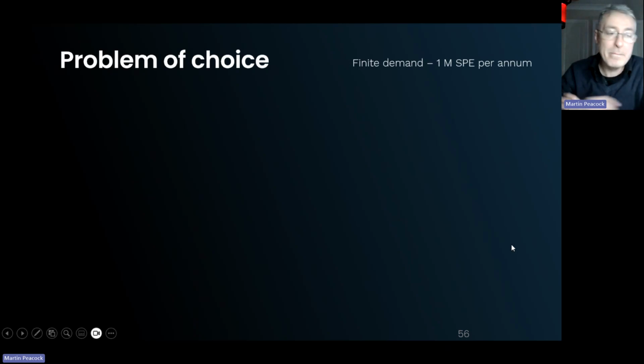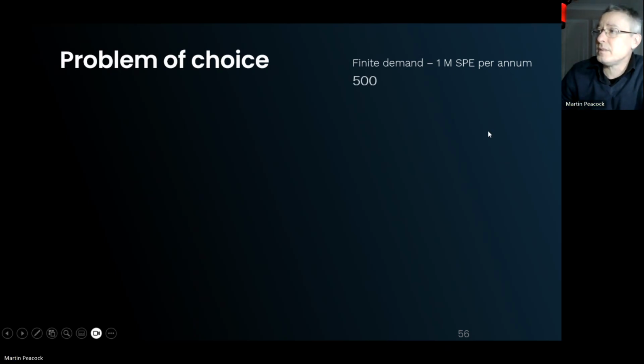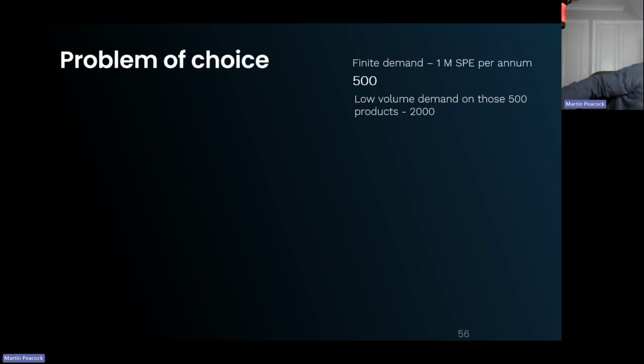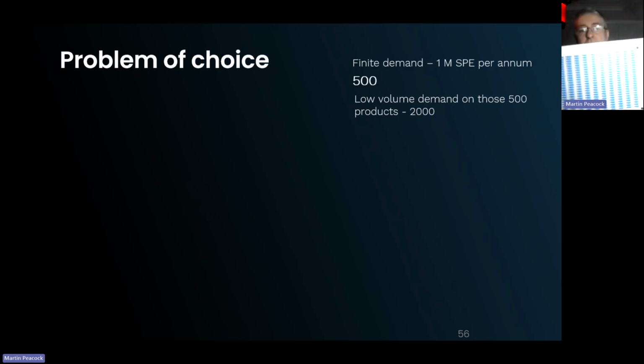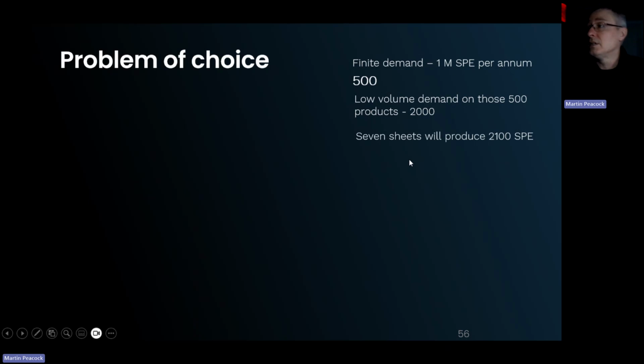And you may have a maximum, I would suggest, of 1 million experiments being done in academia per annum. And therefore, 1 million divided by 500 products means that each product is only being sold at volumes of something like 2,000. See, 2,000 is not many screen printed electrodes. This is a sheet of 300 screen printed electrodes. So I could produce the global demand for some electrodes in 7 sheets.